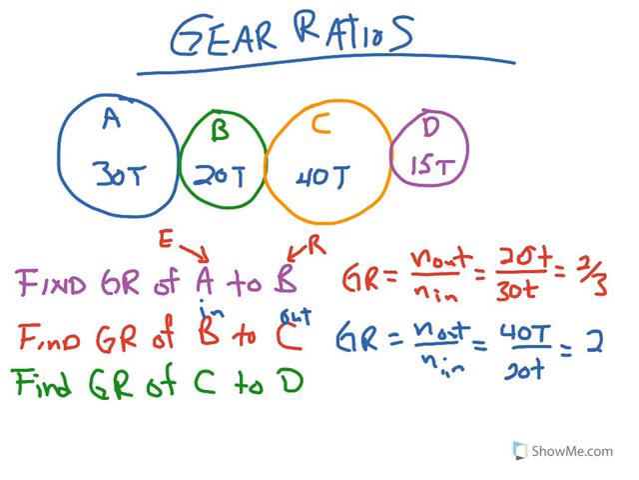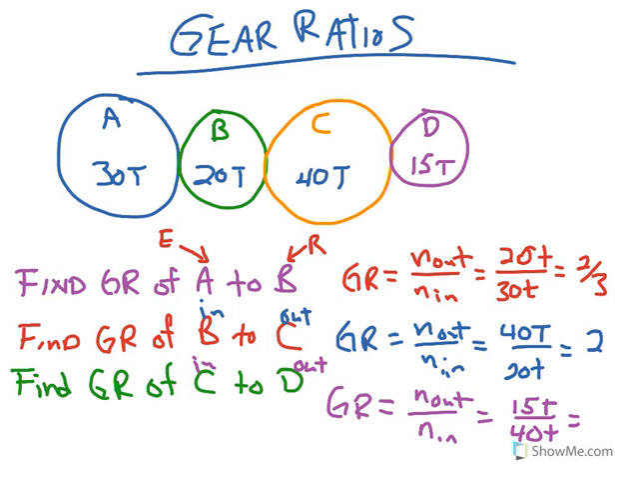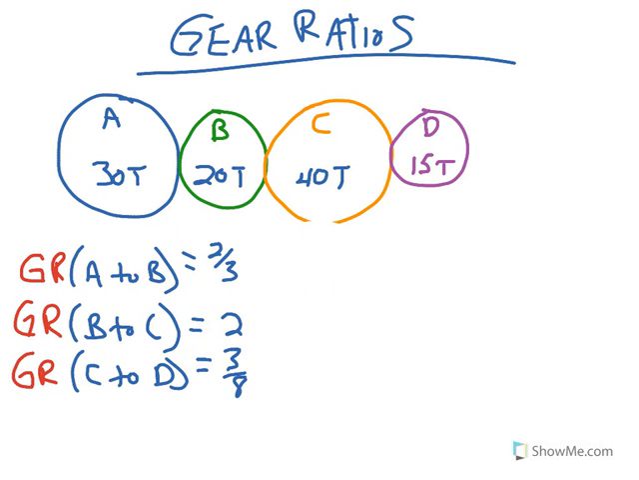Third question, gear ratio from C to D. C would be in, D would be out. So from C to D, that would be number of teeth out over number of teeth in. Out is 15. 40 is for the in. Divide both those by 5 and get 3/8. So that's the gear ratio from C to D.